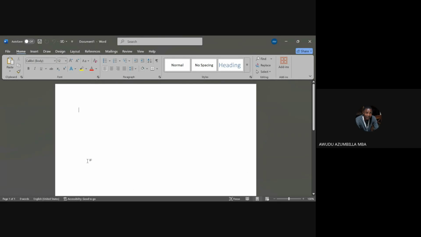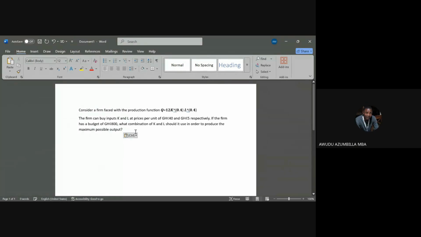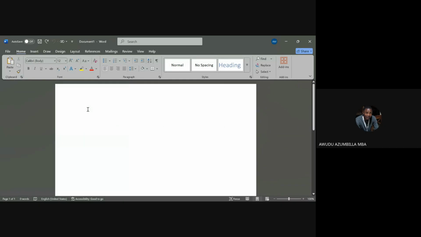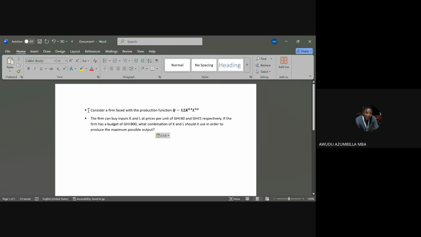Please, can you all see the whiteboard? Yes, sir. Yes. That is the whiteboard. I want to paste this there. Yes. So we have it here. We are all going to solve it together, how to maximize the firm's profit or the firm's output.